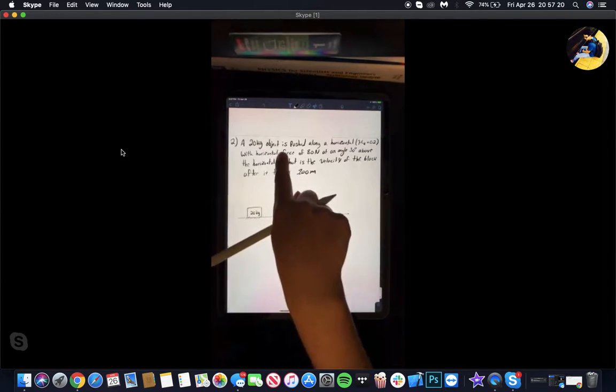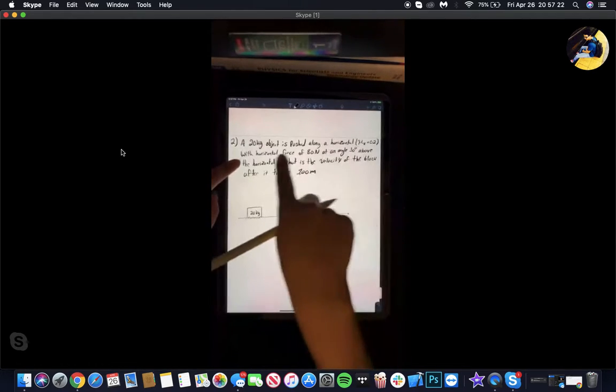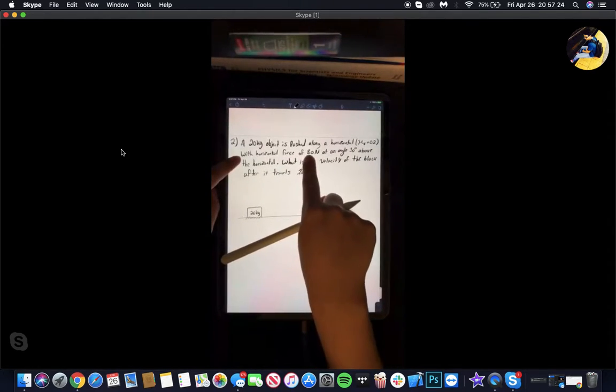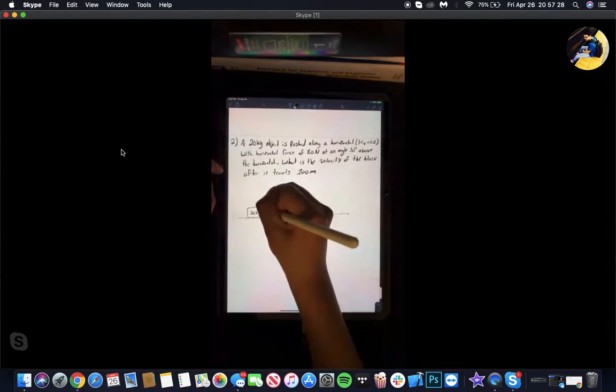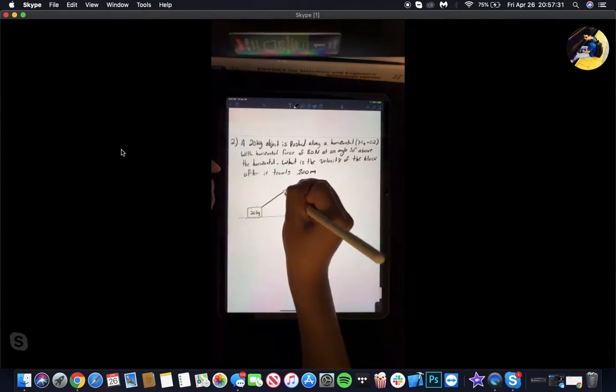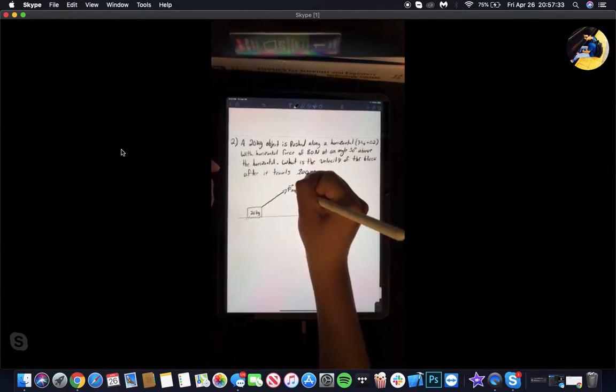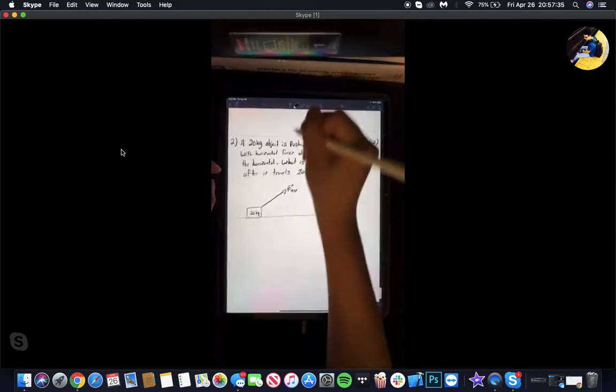Okay. So it says a 20 kilogram object is pushed along a horizontal with a horizontal force of 80 newtons at an angle. Oh, so it's going up. Yeah, like that. So this is the force applied. So we have to deal with the angles.